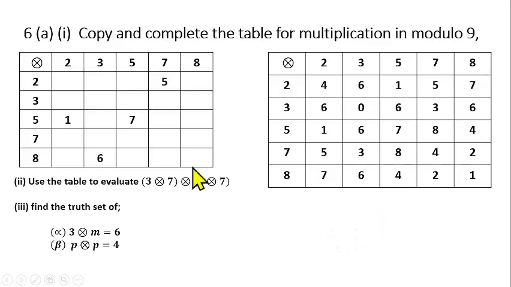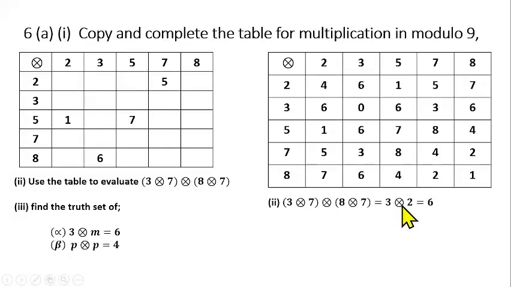Now, having done that, you can use the table to simplify 3 multiplied by 7 multiplied by 8 multiplied by 7 as well. So how do we do that? It's very simple. The first thing to do is 3 multiplied by 7 from the table. This is 3 and this is 7. So 3 multiplied by 7 will give us 3. Then multiply again: 8 multiplied by 7. Where do they meet? They meet at 2 here. So the answer is 2.